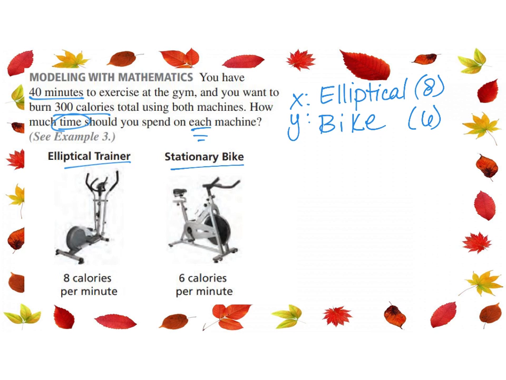So I'm going to start with that 40 minutes. You're actually going to be working out on both machines for a total of 40 minutes. So our first equation is going to be X plus Y equals 40.